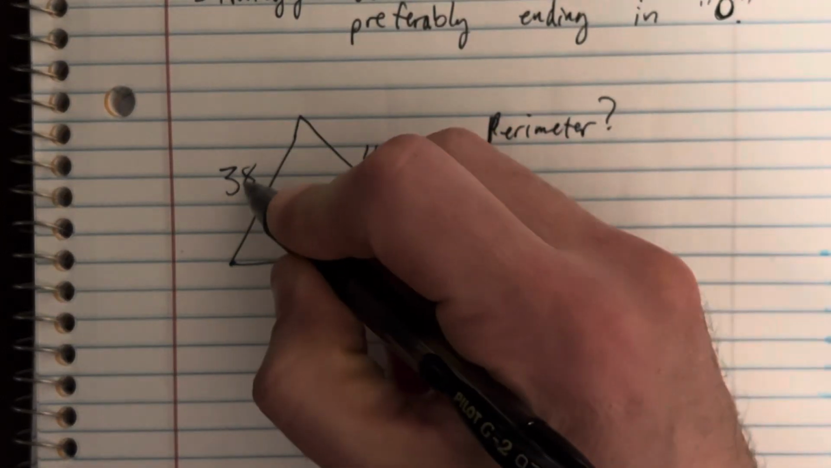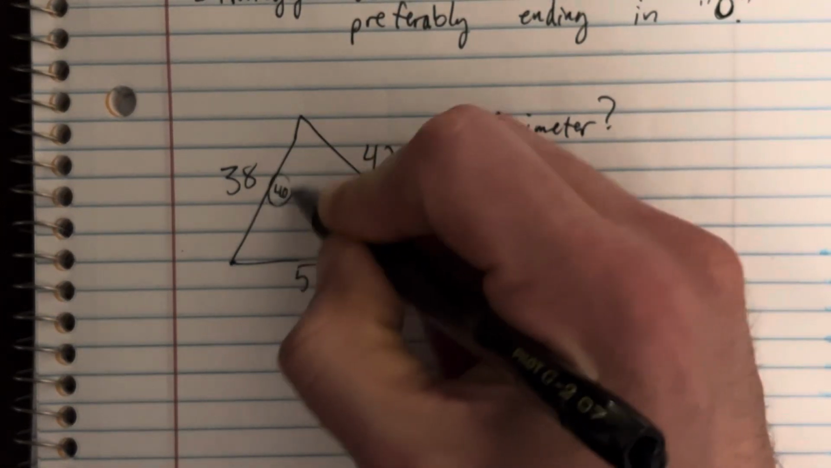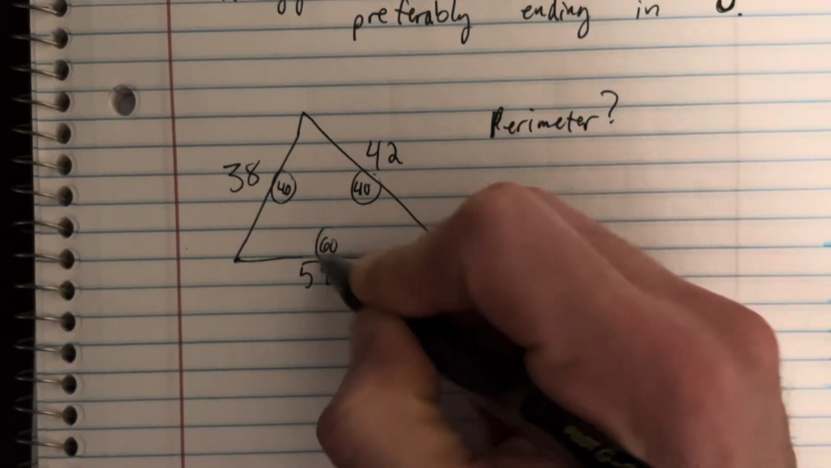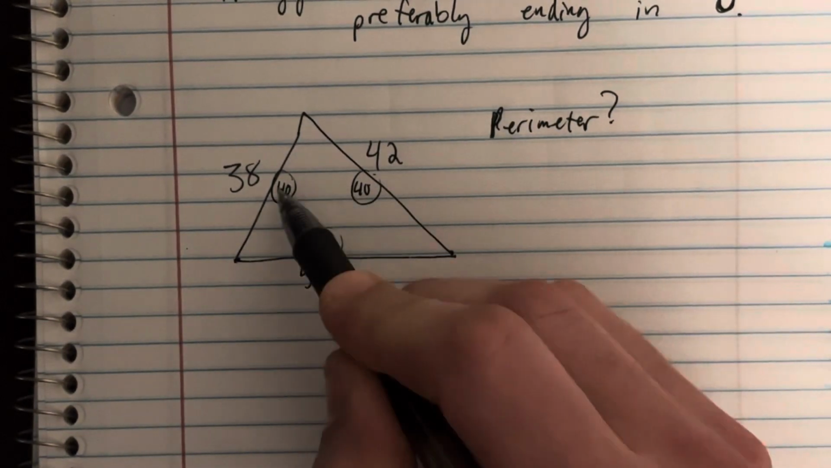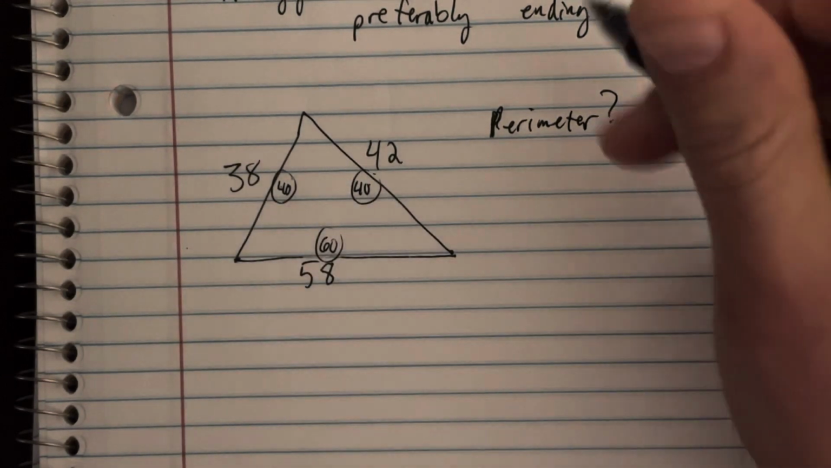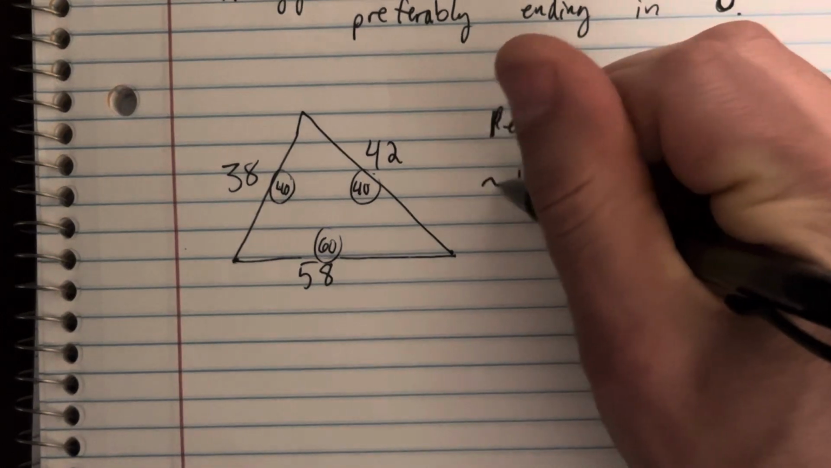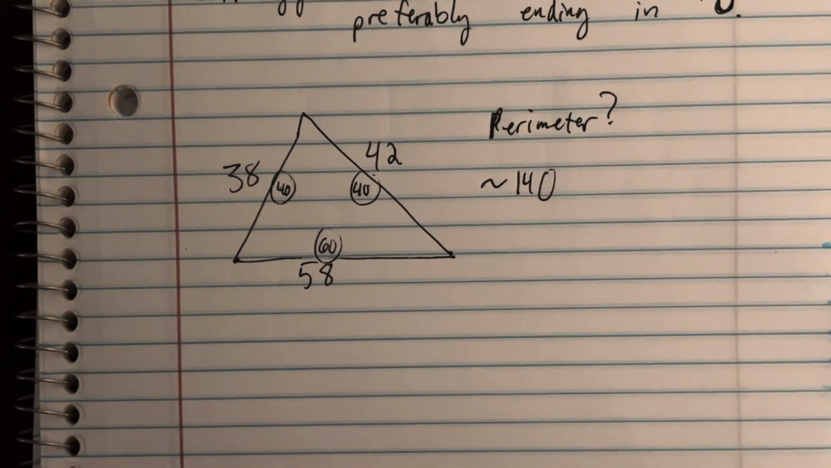So we would actually say 38, that's really close to 40. 42 is also close to 40. 58 is close to 60. And then we're going to add those three numbers much quicker. 4 plus 4 plus 6. Let's see, that's going to be 14. And then we're going to put the 0 on the end. And so our estimate for the perimeter is about 140.